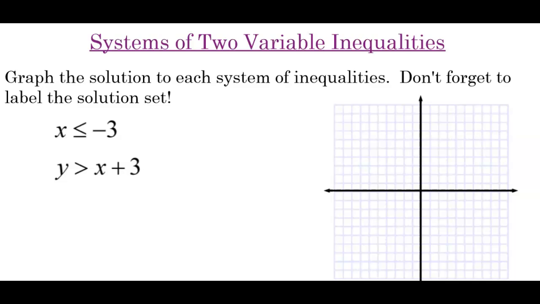So we'll graph x is less than or equal to -3 first. So that's going to be a vertical line at -3. We're going to graph that as a solid line because we have less than or equal to. So we have equality, so solid line, so we'll do that first.